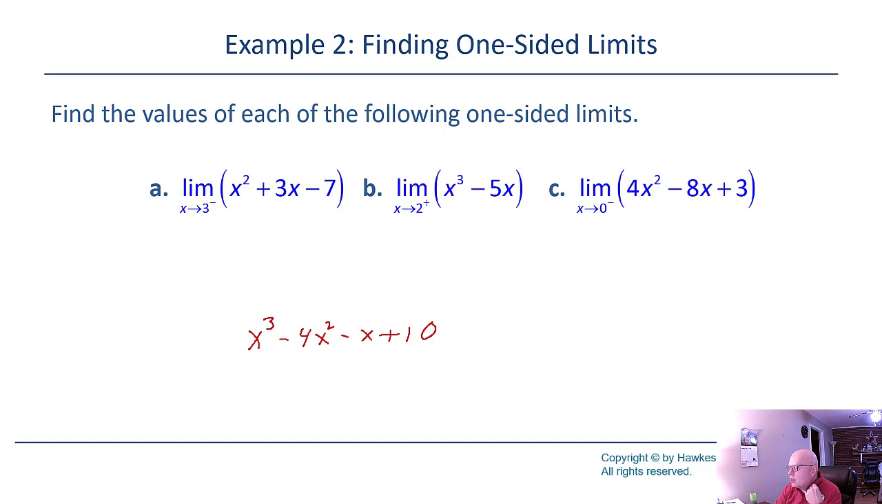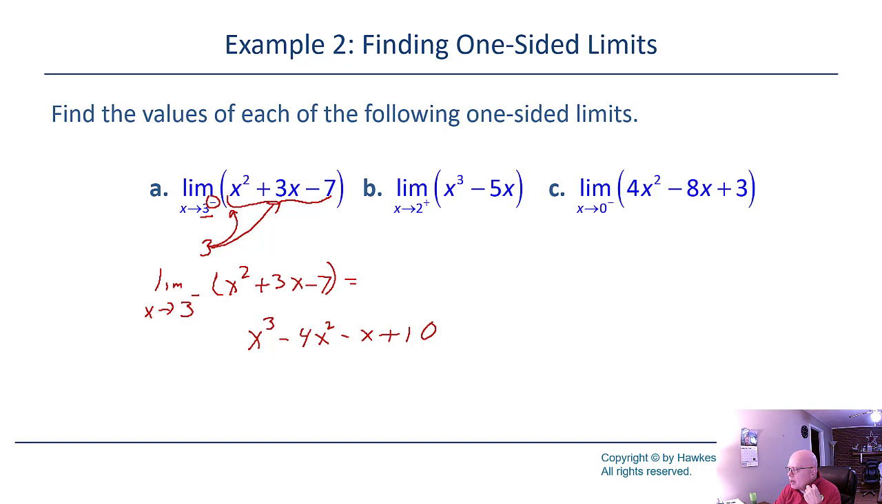Now, take a look at this. Is it a polynomial? Yes, it's a polynomial. So if I want the limit as x approaches 3 from the left, since this is a polynomial, it doesn't matter whether it's from the right or left. All I have to do is take that 3 and put it in for the x's and evaluate it, and I'll have the limit. So the limit as x approaches 3 from the left of x squared plus 3x minus 7.